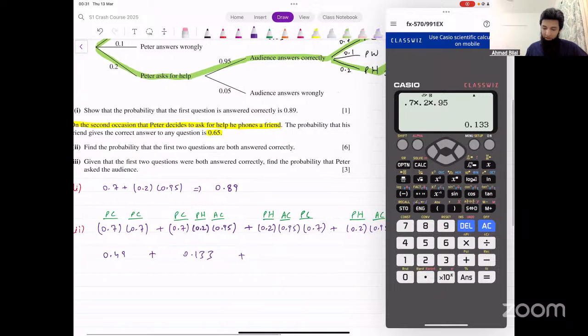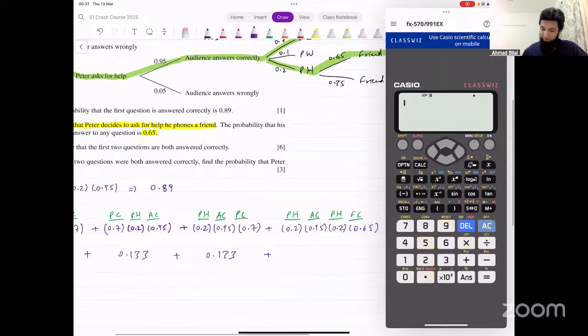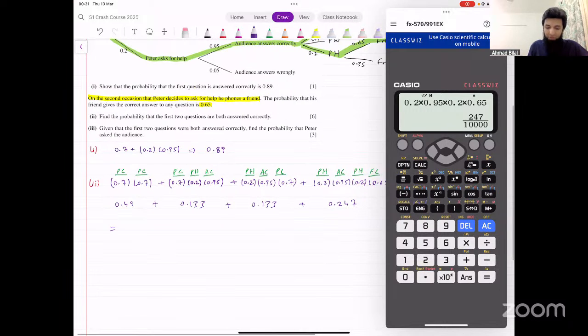Plus, these are the same numbers, right? So this will also be 0.133. And then 0.2 into 0.95 into 0.2 into 0.65. And the last one is 0.247. Add all of these numbers up and that will give you the total probability that you're looking for.